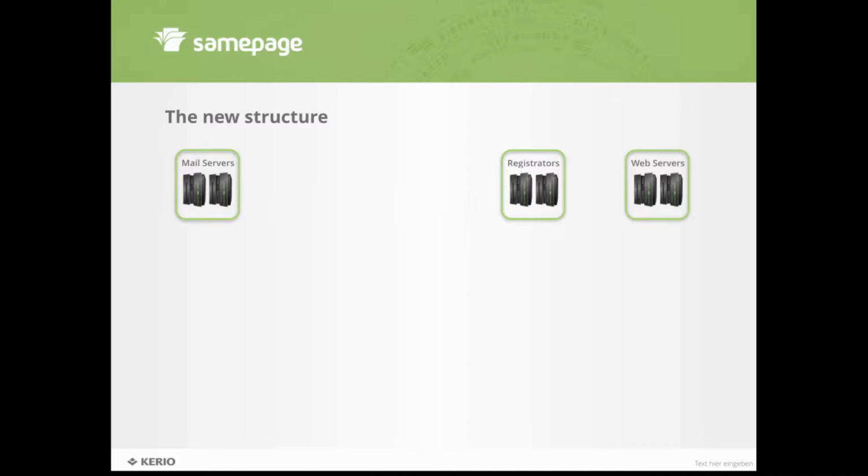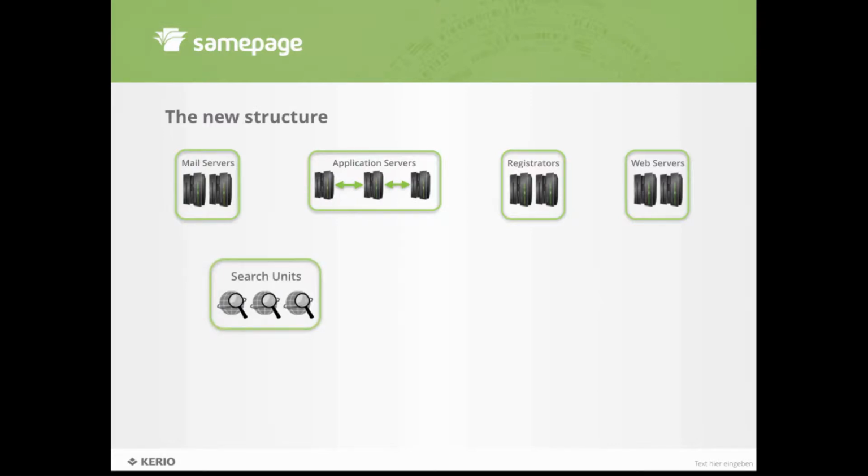We have, of course, a mail server, or more a bunch of mail servers, which are responsible for the whole mail communication. So, for example, when you're following a page and somebody is writing a comment on it, this will initiate a mail, and this will be handled by mail servers. We then have the application servers. Those application servers are basically responsible for the components you are using on Samepage, like the text component, the video component, the table component, et cetera.